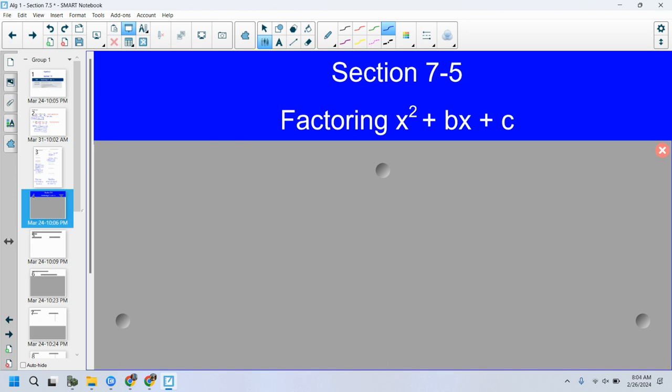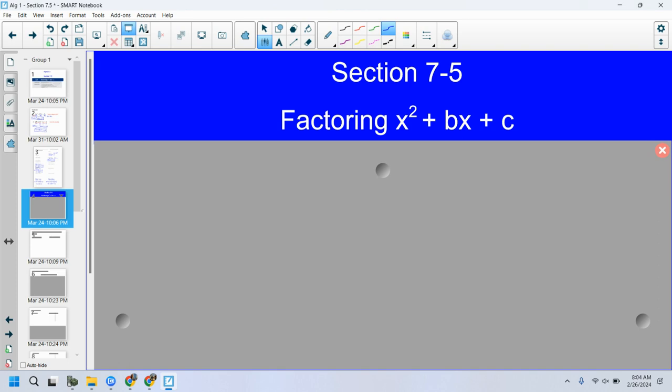Last Friday we talked about how to factor a 4-term polynomial. Today we're going to talk about how to factor a trinomial. How many terms does a trinomial have? 3 terms. But here's the issue. We're actually going to spend a while on 3-term polynomials. We're going to spend a while on factoring trinomials because there's different rules for how it looks.